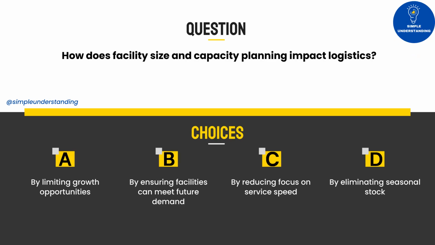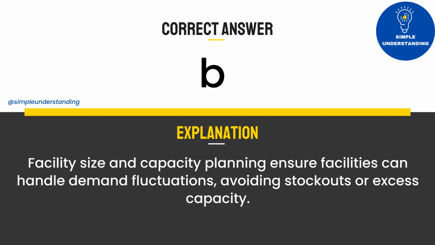3. How does facility size and capacity planning impact logistics? A. By limiting growth opportunities. B. By ensuring facilities can meet future demand. C. By reducing focus on service speed. D. By eliminating seasonal stock. Correct answer: B. Explanation: facility size and capacity planning ensure facilities can handle demand fluctuations, avoiding stockouts or excess capacity.